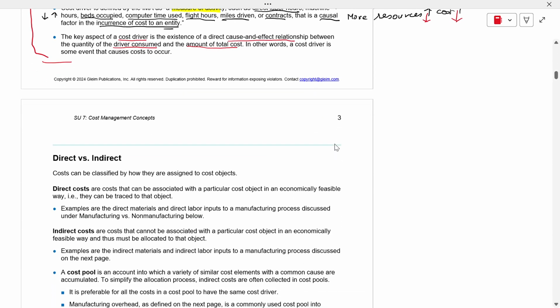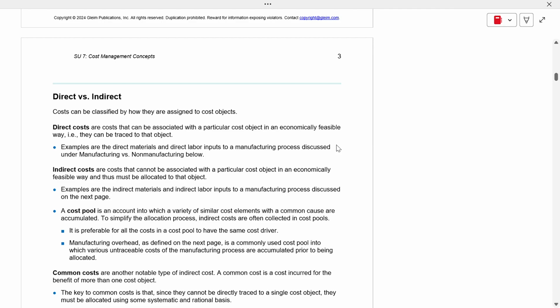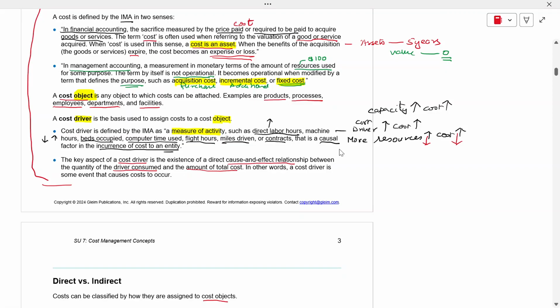Now, what they're saying, see another thing. This much detail we are not going to cover anyway. We are talking about direct cost. Direct cost is classified by how they are assigned, how we are going to track. Direct costs are those associated with a particular cost object. What is the cost object we are talking about? Cost object is with respect to the product, the process.